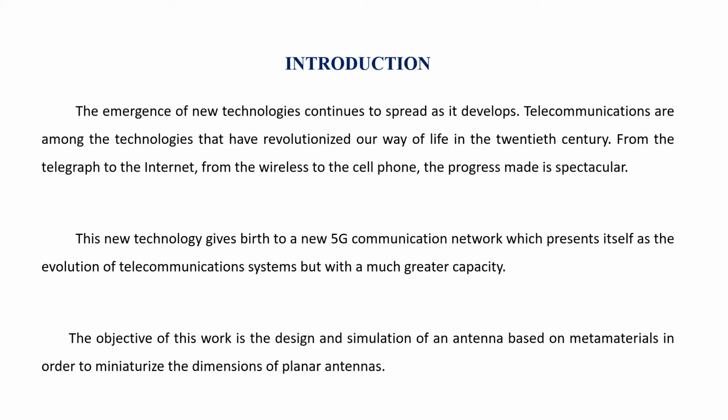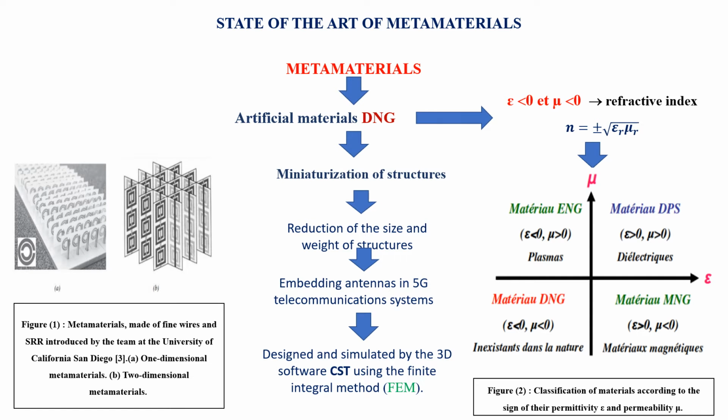The object of this work is the design and simulation of an antenna based on metamaterials in order to miniaturize the dimension of planar antennas. Metamaterials are artificial materials (DNG). Its goal is the miniaturization of structure, the reduction of the size and the weight of the structure, embedding antennas in 5th generation telecommunication systems, designed and simulated by the three-dimensional software CST using the finite integration method.